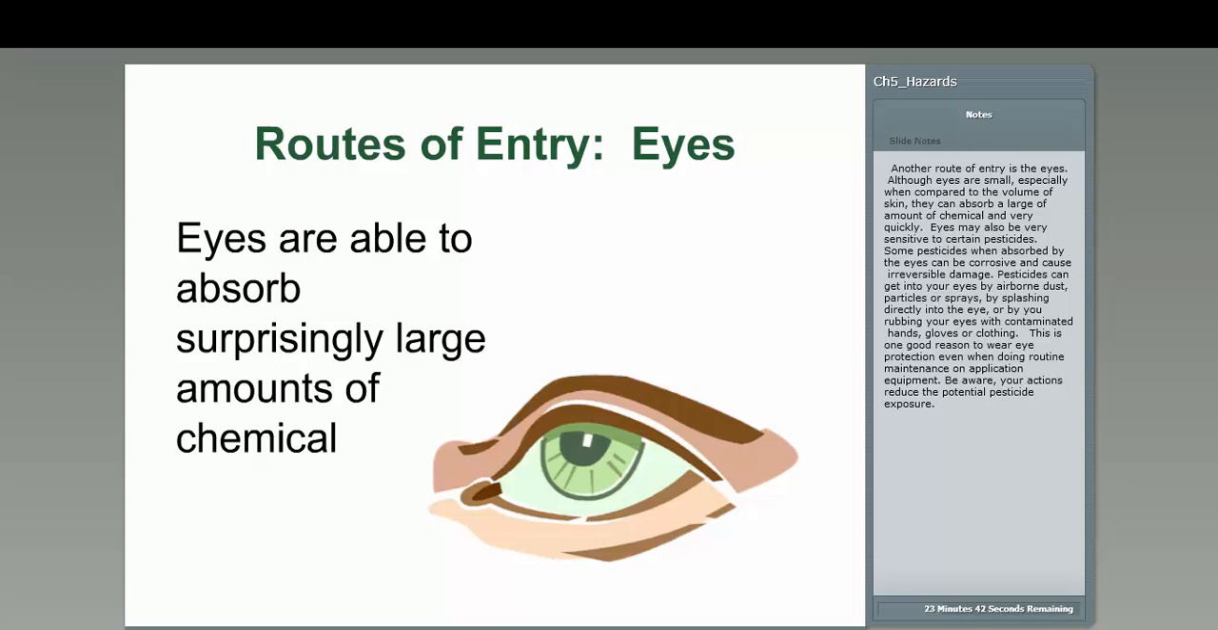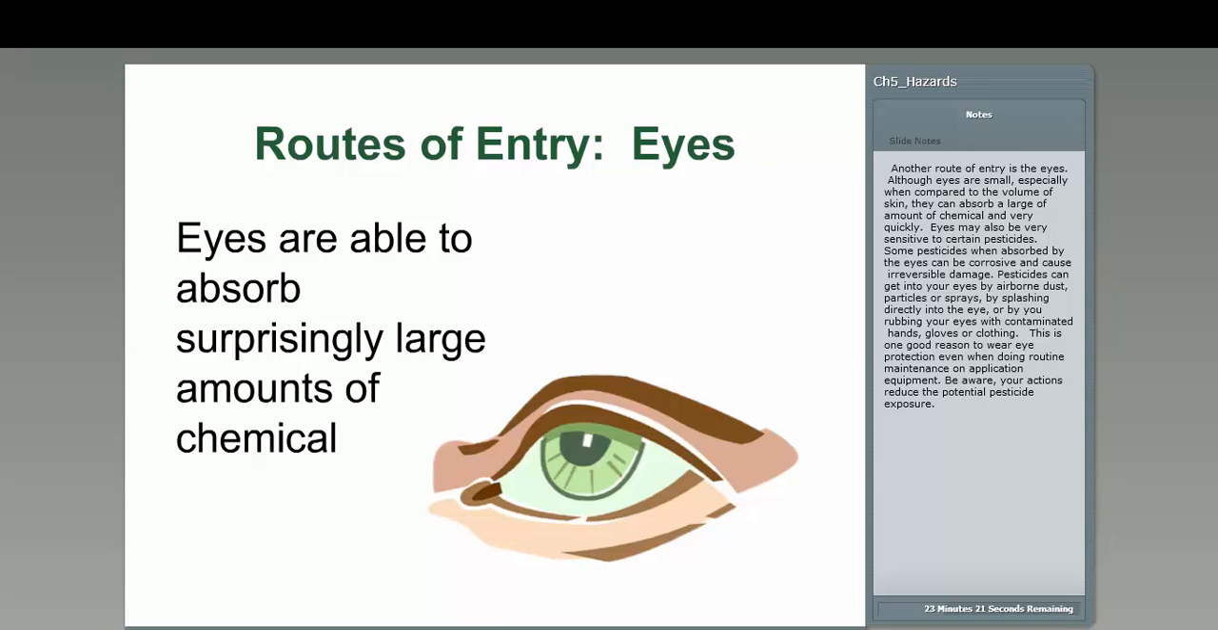Another route of entry is the eyes. Although eyes are small, especially when compared to the volume of skin, they can absorb a large amount of chemical and very quickly. Eyes may also be very sensitive to certain pesticides. Some pesticides, when absorbed by the eyes, can be corrosive and cause irreversible damage.